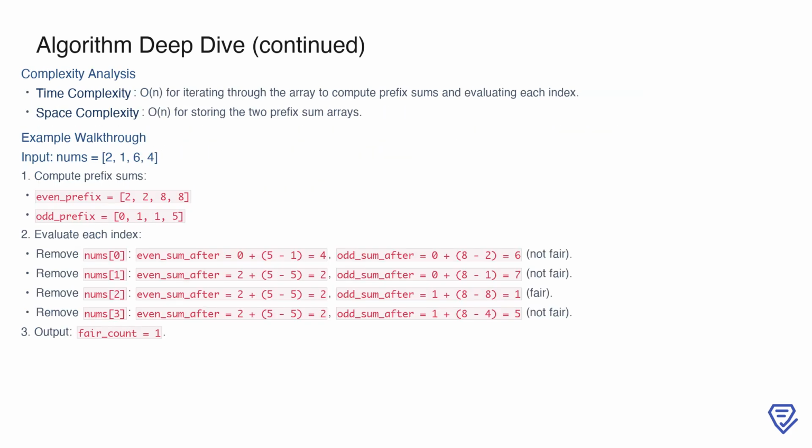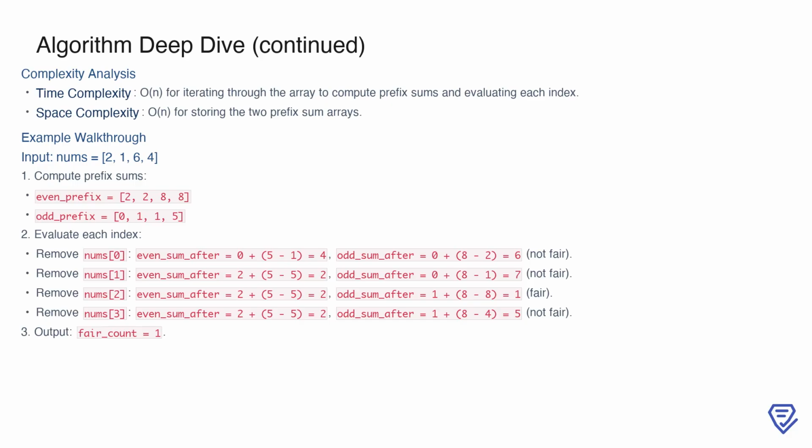The complexity of this solution is very efficient. The time complexity is O(n), because we only iterate through the array a few times, once to compute the prefix sums and once to evaluate each index for fairness. The space complexity is also O(n), as we store the two prefix sum arrays, even_prefix and odd_prefix.